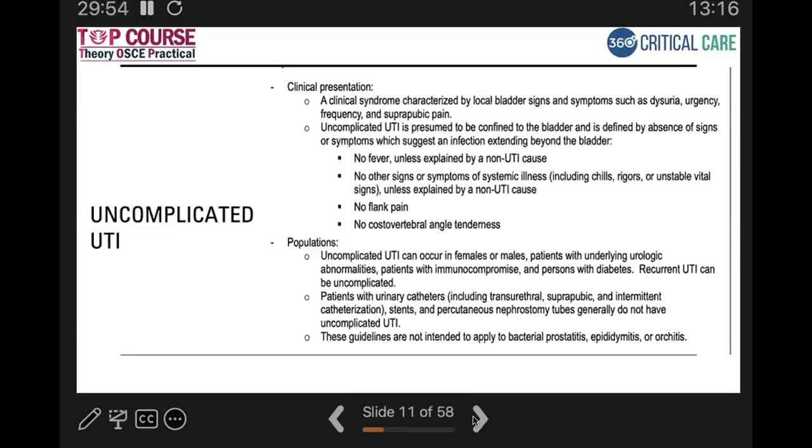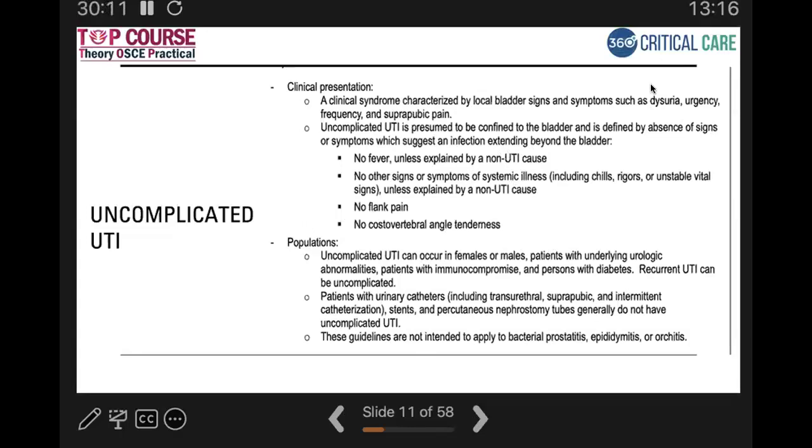No fever unless explained by a non-UTI cause, no other signs and symptoms of systemic illness, no flank pain, and no costovertebral angle tenderness. When you define an uncomplicated UTI, the patient should not have any of these symptoms.